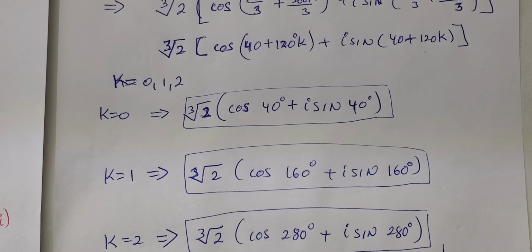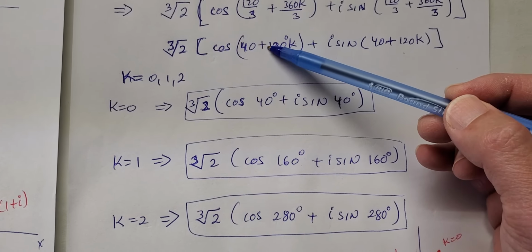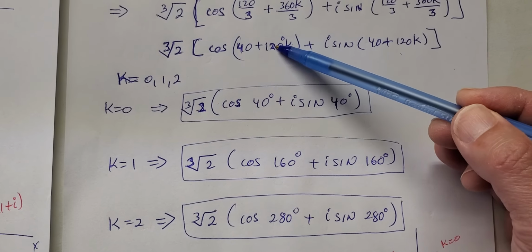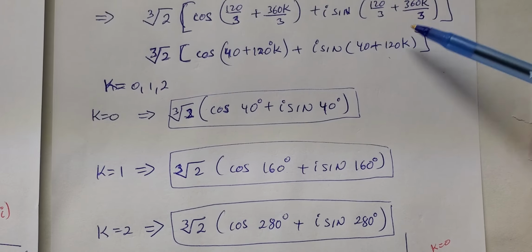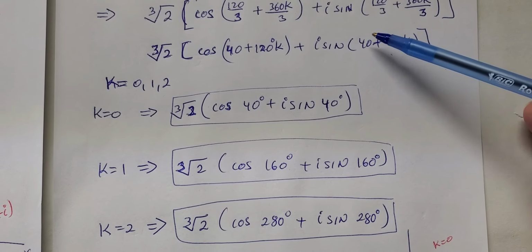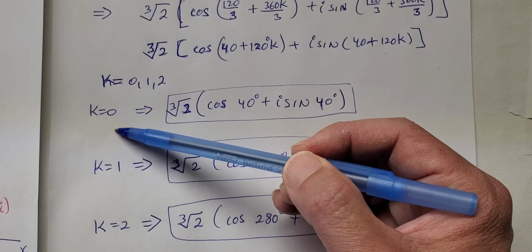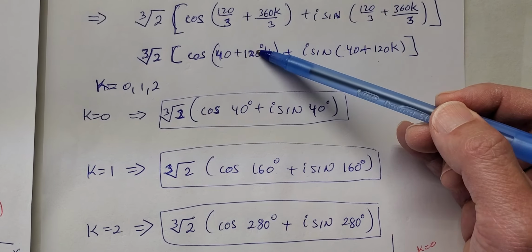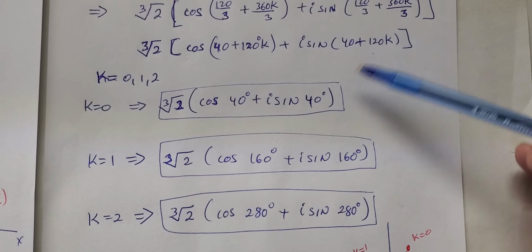So plug this in, starting with 0. Put 0 in for k. 0 times 120 is just 0, so I just have 40. Same thing here. Put 0 in, I just have 0. 40 plus 0 is just 40. Okay, so the first one is 0. This disappeared, so I just have 40. So sine 40 as well.